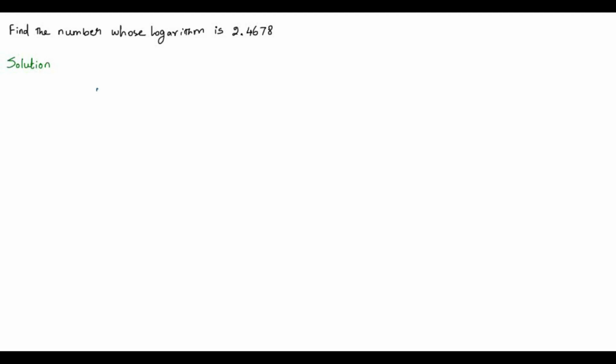Here we have a problem on logarithm. Okay, let's read the question. Find the number whose logarithm is 2.4678. Logarithm is found for some number and the result received is 2.4678. So we have to find the number for which logarithm is found.